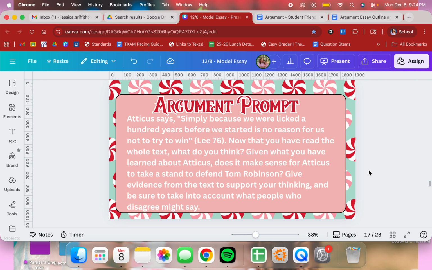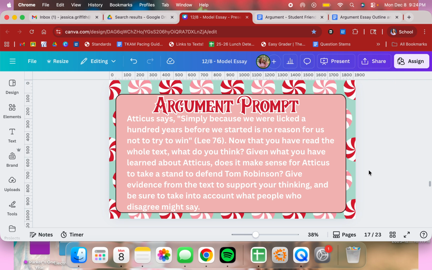So, here is our prompt. Atticus says, "Simply because we were licked a hundred years before we started is no reason for us not to try to win." Now that you've read the whole text, what do you think? Given what you've learned about Atticus, does it make sense for Atticus to take a stand to defend Tom Robinson? Give evidence from the text to support your thinking, and be sure to take into account what people who disagree might say.